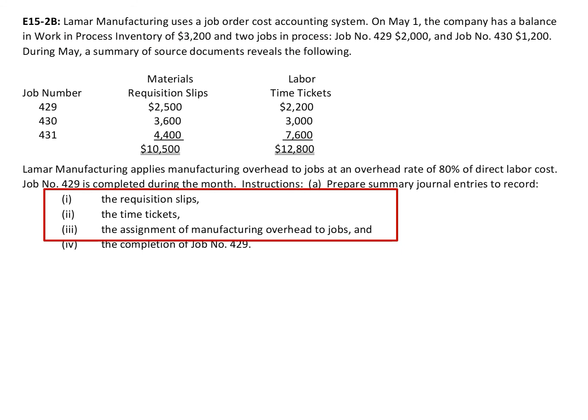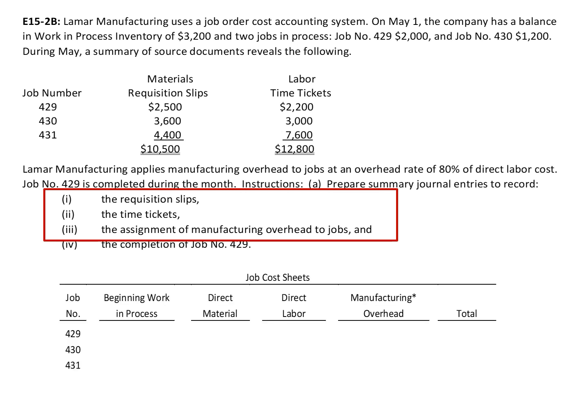This is a great exercise that summarizes everything we have discussed so far in this chapter. Begin by preparing the journal entries for 1, 2, and 3. Then post these amounts to the work in process inventory as well as to each job cost sheet. Once you have completed posting the cost to each job cost sheet, you can obtain the cost of job 429 and prepare the necessary journal entry to transfer the cost from the work in process inventory to the finished goods inventory. The solutions to this problem will be provided in the next video.